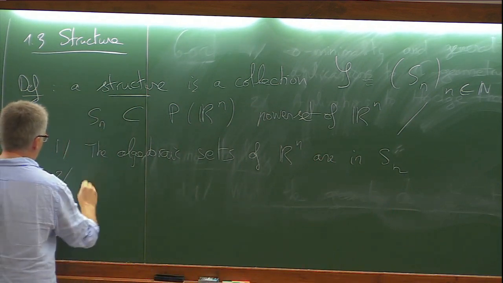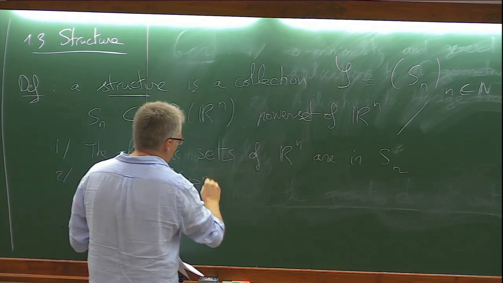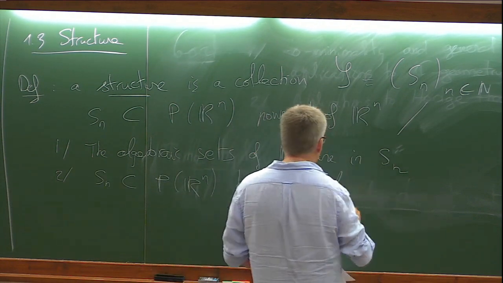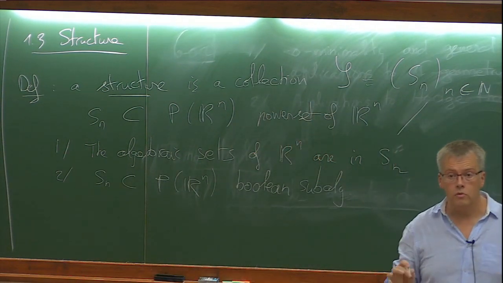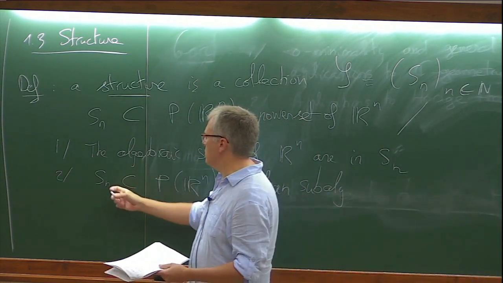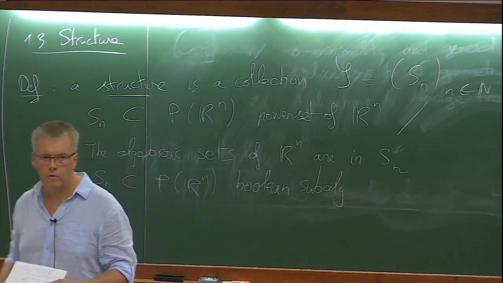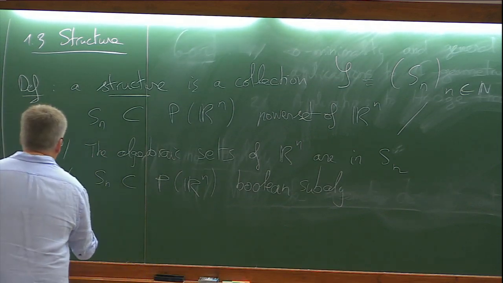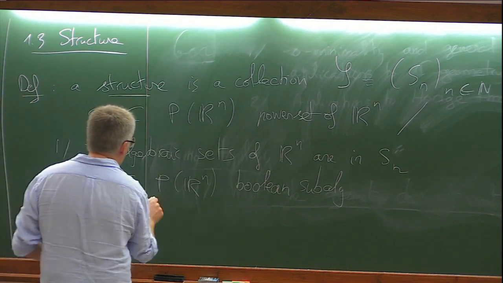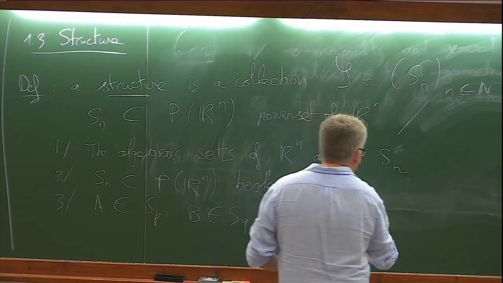Second is that you want S_n to be a Boolean subalgebra, which means simply that this is stable under finite intersection, finite unions, and complement. Okay? So each time you have two sets in S_n, the intersection is also in S_n, the union is in S_n, and the complement of any of those sets is in S_n. Third, you want this structure to be stable by product. So if A is in S_p and B is in S_q, then this implies that the set A times B is in S_{p+q}.